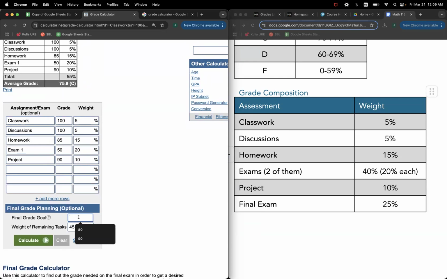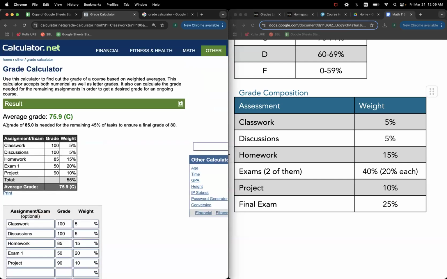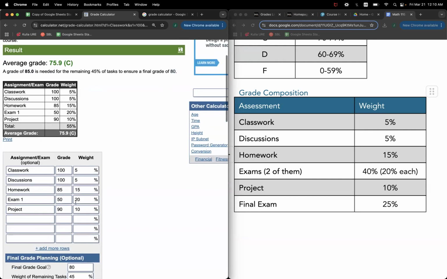And then you can put in the grade that you're seeking. So let's say I'm seeking a B at 80%. Hit calculate, and this will tell you what you need to average on those last two exams. So this says 85% is what I need to average if I'm going to get an 80 for the overall class.